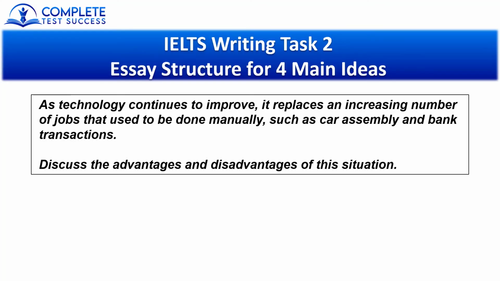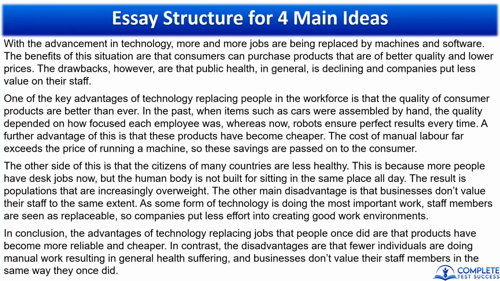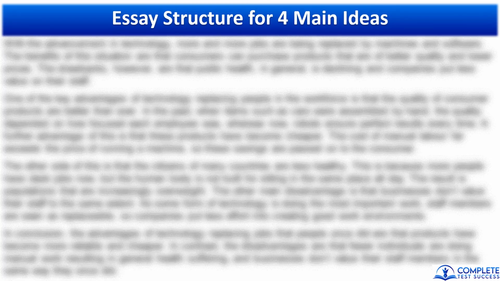And that brings us to the last of the essay structures for those rare occasions when we are required to put 4 main ideas in our essay. Here is a question that requires us to use this final structure. As technology continues to improve, it replaces an increasing number of jobs that used to be done manually, such as car assembly and bank transactions. Discuss the advantages and disadvantages of this question. So, just like the previous 2 times, I'll blur out the essay first.